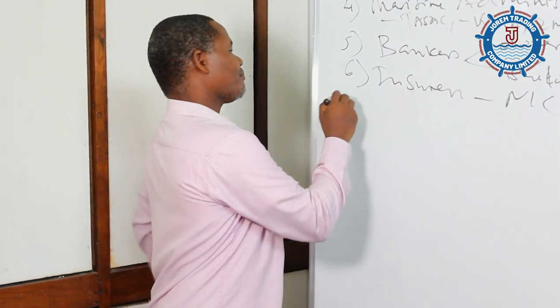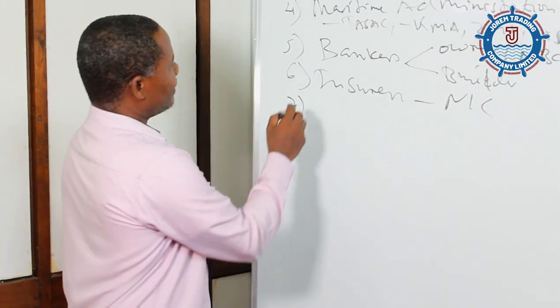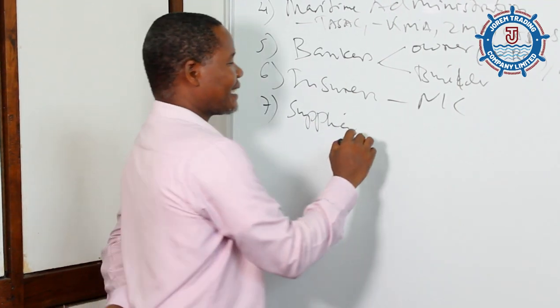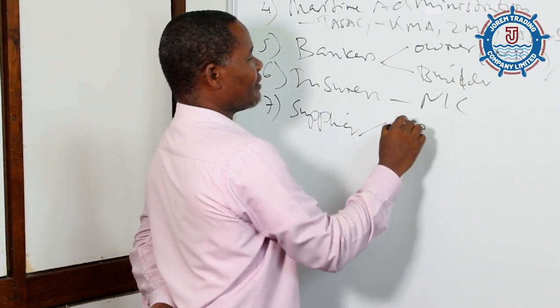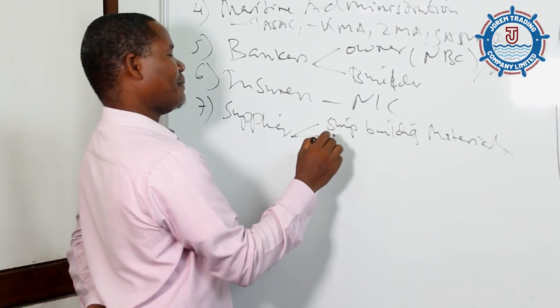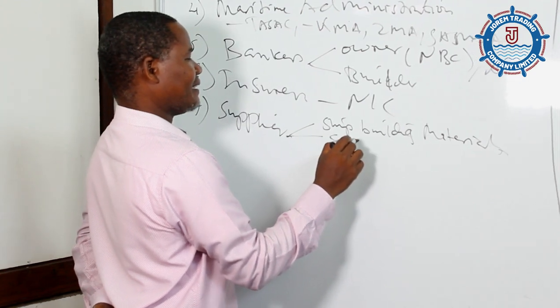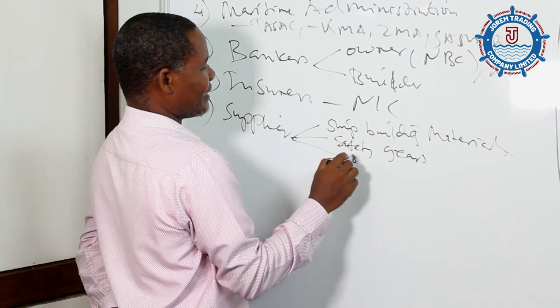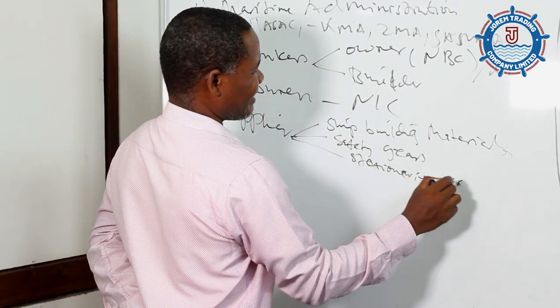We have also suppliers. These suppliers can be for shipbuilding materials. Suppliers can be supplying safety gear, like helmets. Can be supplying stationery, etc.